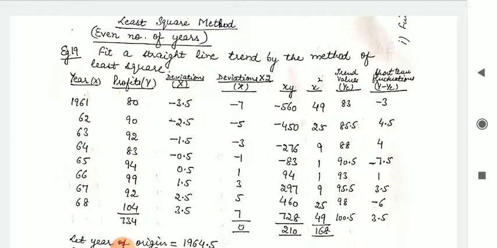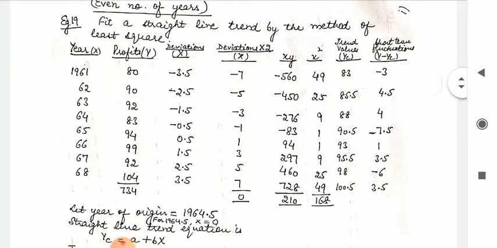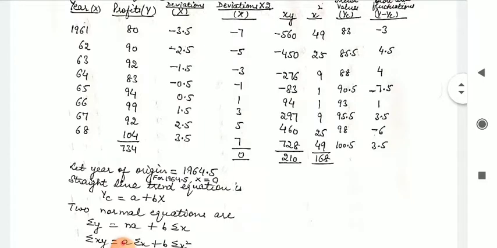The years are given, they will be taken as the x variable: 1961, 62, 63, 64, 65, 66, 67 and 68. And profits are given, they will be taken as the y variable: 80, 90, 92, 83, 94, 99, 92, 104. So the first step remains the same, that is we take the year of origin.